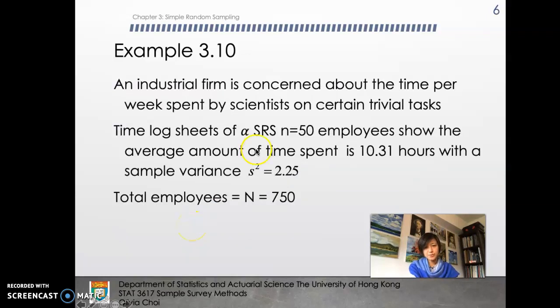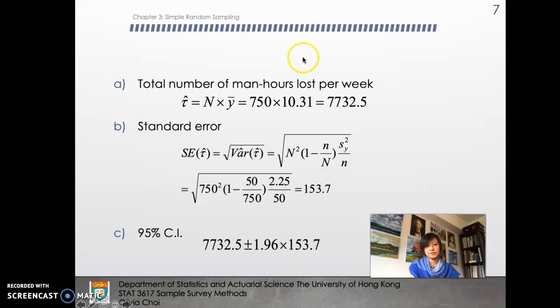Now we have a total of 750 employees. On average per employee, based on our sample of 50, we have 10.31 hours of time lost. So per person is about 10.31. So now we have 750 employees, and the total time lost is about 7,732. A point estimate is not good enough, so we also want to talk about the errors. The standard error is defined as the square root of the variance.